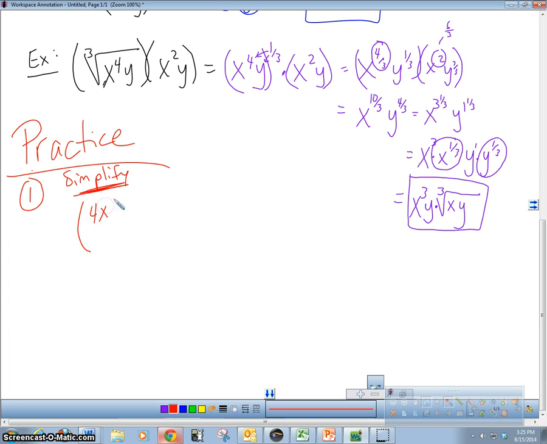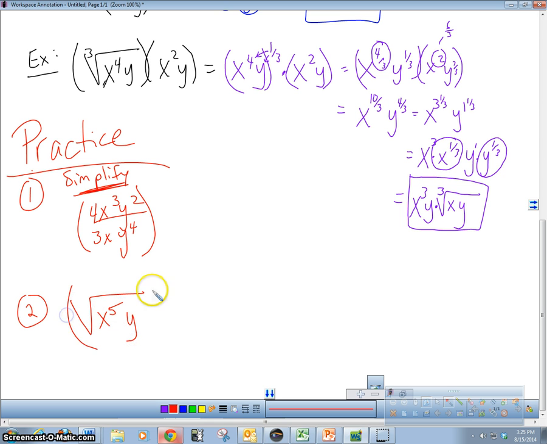Simplify 4x cubed y squared over 3x y to the fourth. Okay, that's number one. And number two, simplify the square root of x to the fifth y times x cubed y to the fourth. Okay, so go ahead and simplify those.